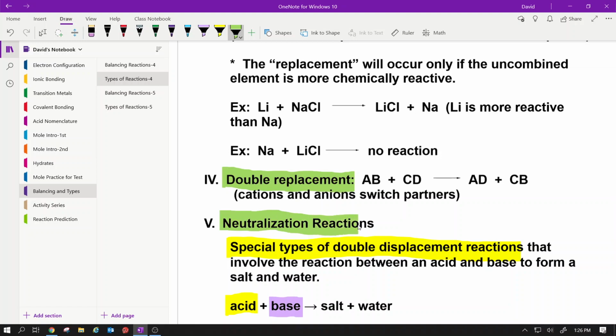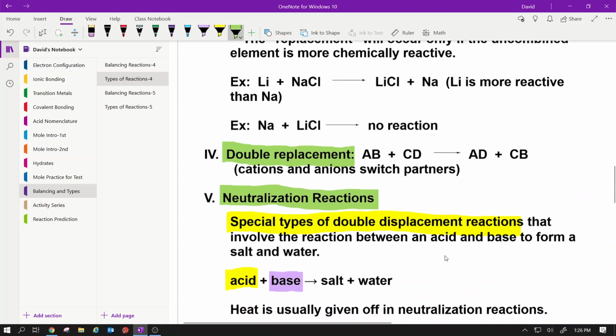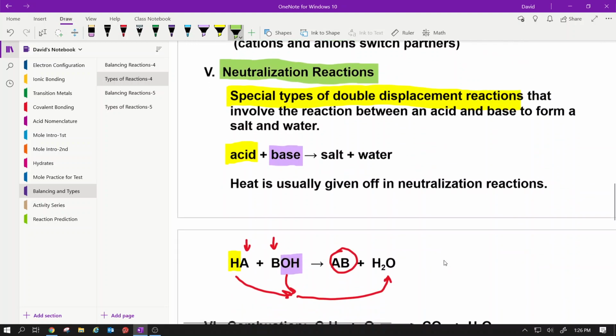Next to last one, neutralization. A special type of displacement where you have an acid with the H, a base with the OH. Hey, an H and an OH, what do you think those might make? Water. Okay, you knew that. H and OH makes a water, that's H2O. And so that's going to make the water. What's left? The A right there and the B right there, and they will combine together to make AB.